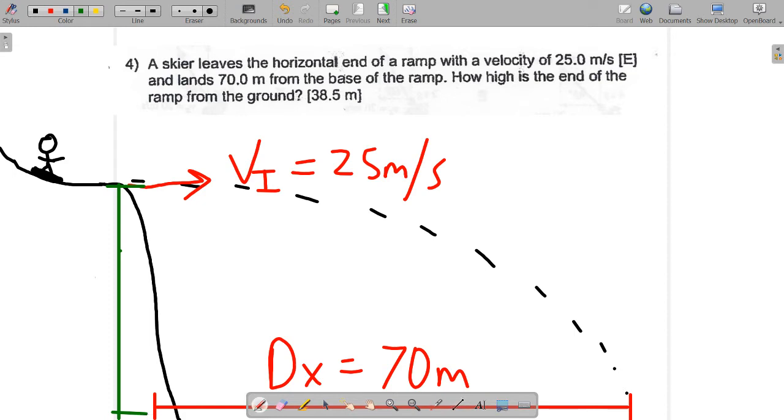So let's put a question mark there to show that's what we're trying to find. What is the height of the ramp? In other words, the distance in the y direction.